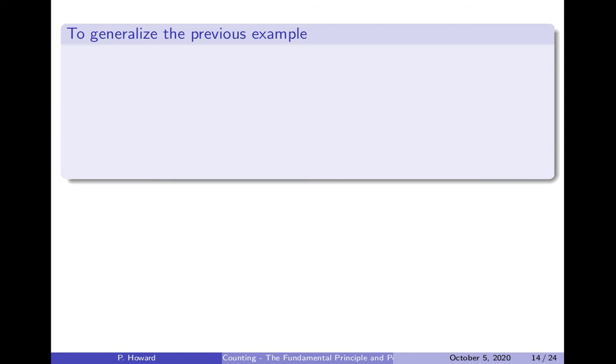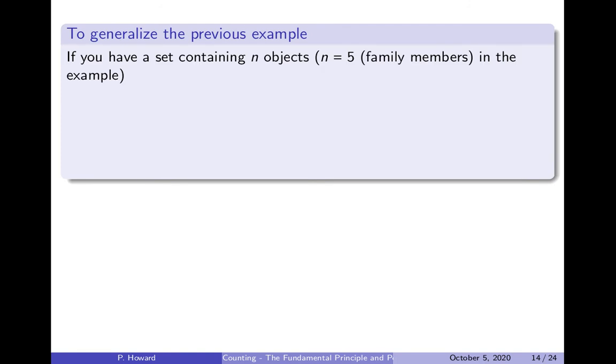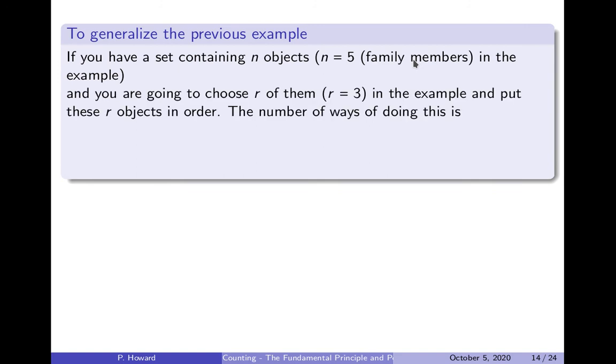So we want to generalize this previous example. If you have a set containing n objects, in our example, n was 5, the 5 family members, and you are going to choose R of those objects and put those R objects in order. In the example, R was 3. We were going to choose 3 of the 5 family members and put them in order.